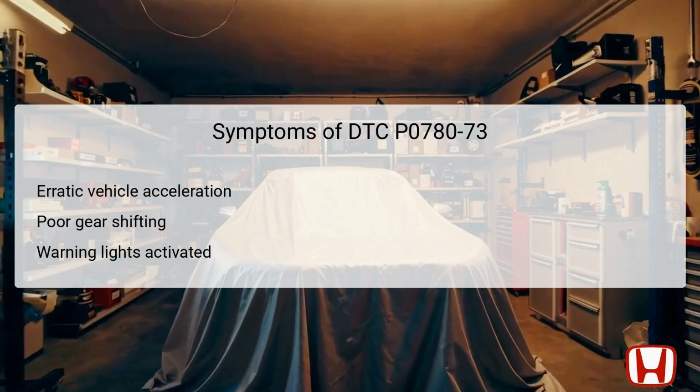Drivers may experience several symptoms related to DTC P0780-73, which provide vital clues for diagnosis. Erratic vehicle acceleration is one key indicator, as a malfunctioning solenoid affects the transmission's ability to provide smooth and consistent power to the wheels. Poor gear shifting might also be evident, with noticeable delays or harsh changes between gears, contributing to an uncomfortable driving experience.